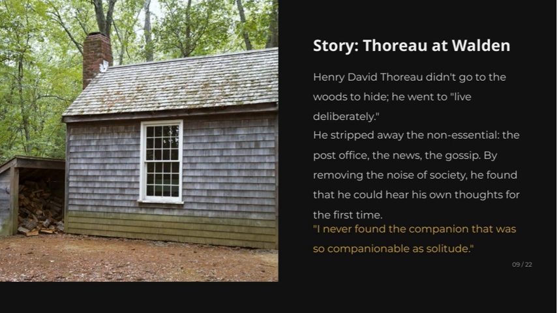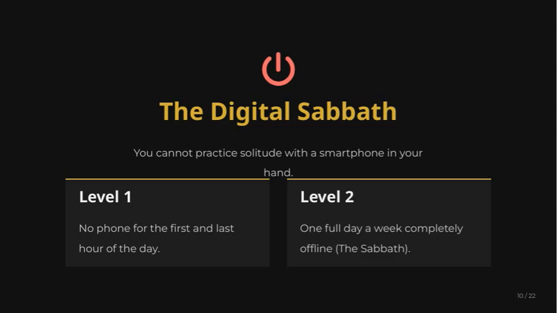This story of Thoreau at Walden ties into our overall theme of seeking authenticity and clarity in our lives. Sometimes, stepping back and embracing solitude can be the key to understanding ourselves better and living more intentionally. So, on slide 10, we're talking about dedicating one full day each week to being completely offline, which is often referred to as the Sabbath. This is about intentionally unplugging and disconnecting from digital devices to reconnect with ourselves, our loved ones, and the world around us. We're looking at different levels of digital disconnection here.